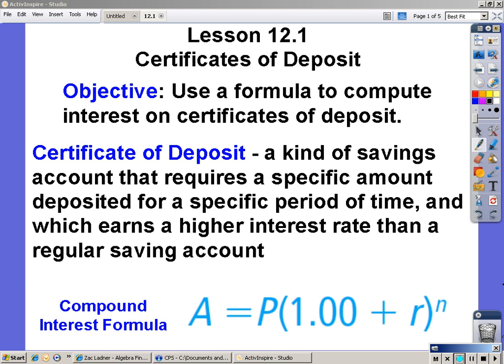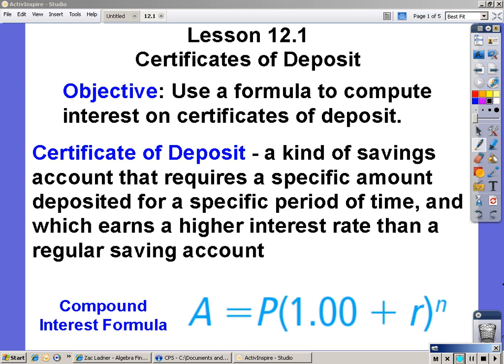Lesson 12.1, Certificates of Deposit. The objective is to use a formula, not a table, to compute interest on certificates of deposit. A certificate of deposit, also known as a CD, is a kind of savings account that requires a specific amount deposited for a specific period of time and which earns a higher interest rate than a regular savings account.